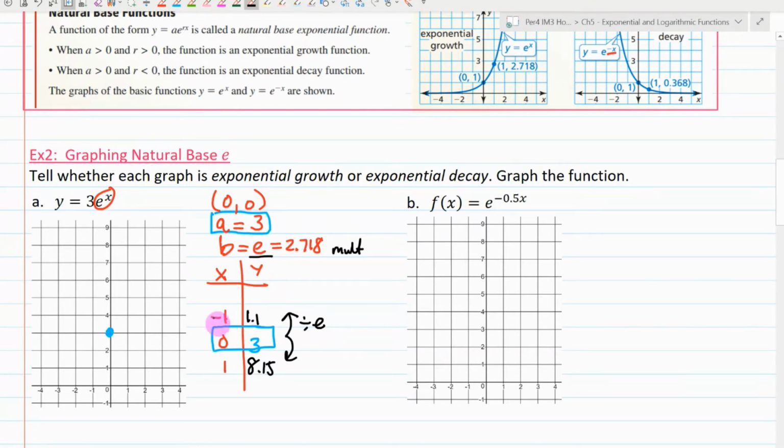Let's just go ahead and do 3 points for these. I'm not going to have you do more than that. You can go ahead and just do 3. You can do the -1, the 0, and the 1 for all of these. Okay? So at -1, I'm at 1.1. And then at 1, I'm at 8.15. And then this will be exponential growth.